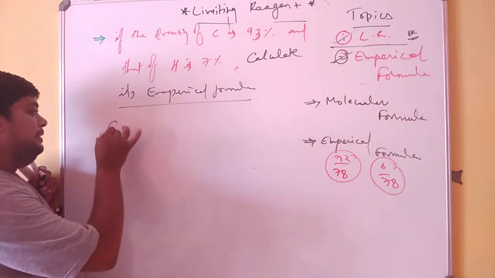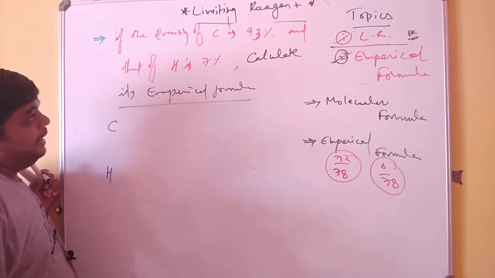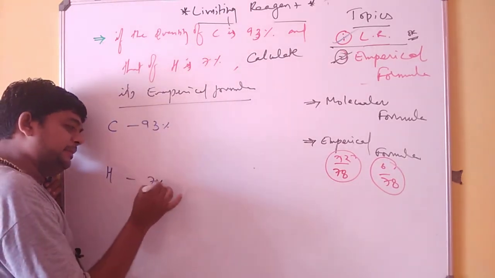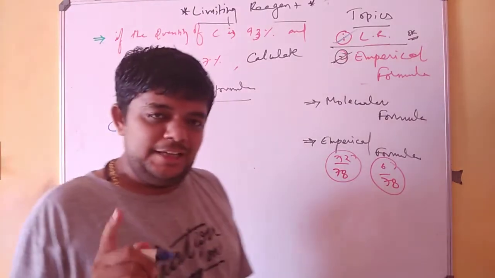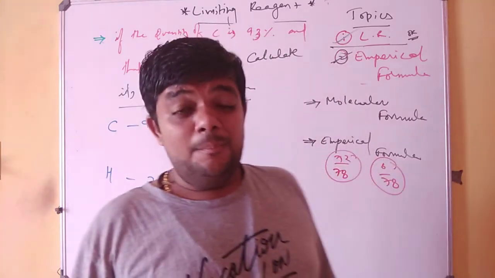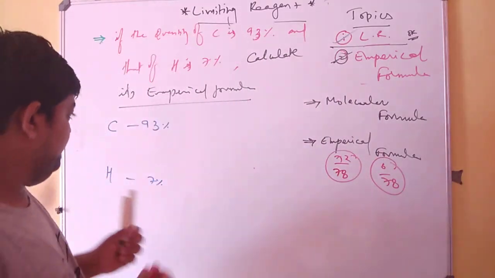I'll write the elements carbon and hydrogen. I'll write their percentage composition in that compound, that is 93 and 7%. First thing that I'll do over here, I will divide this percentage by the atomic weight.